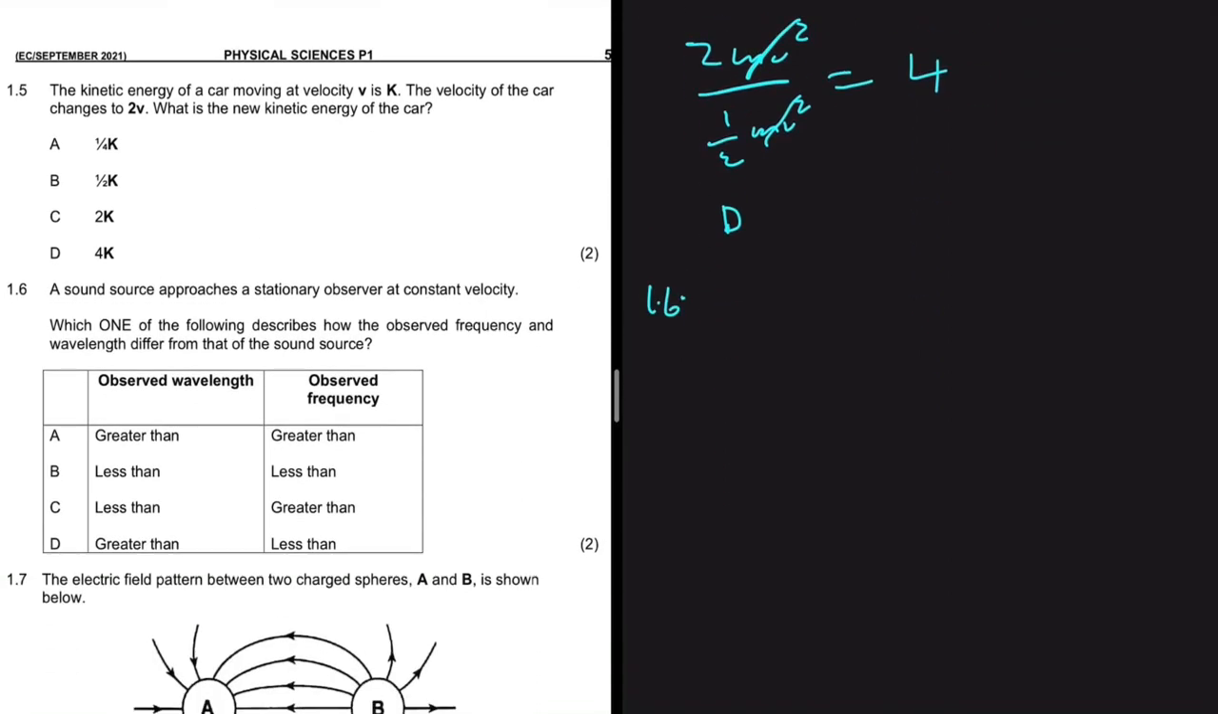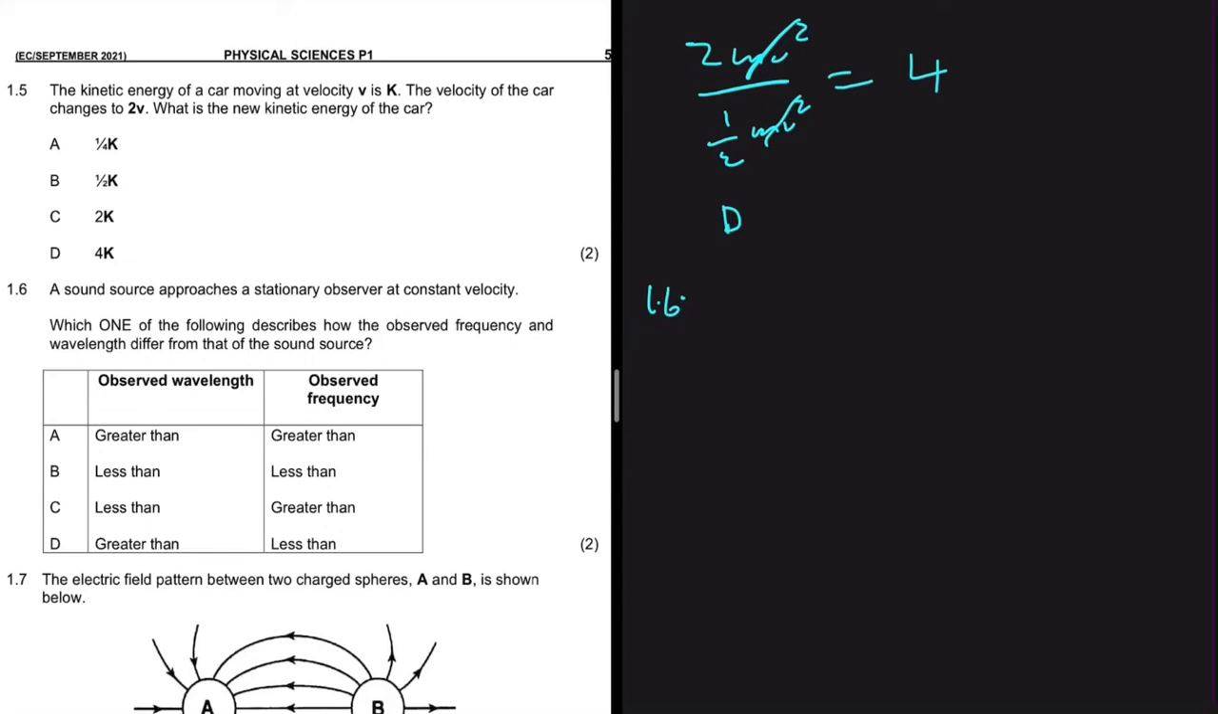1.6 says that a sound source approaches a stationary observer at constant velocity. Which one of the following describes how the observed frequency and the wavelength differ from that of the source? Before we even look at the options, let's look at the concepts first. We know fully well that if a sound source is moving, approaching a stationary listener, right? Then the listener will experience a higher frequency, right? And what is the consequence of a higher frequency? The consequence of a higher frequency is less wavelength, because they are inversely proportional to each other.